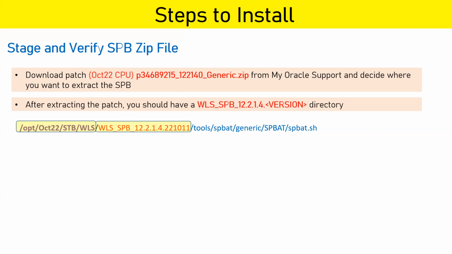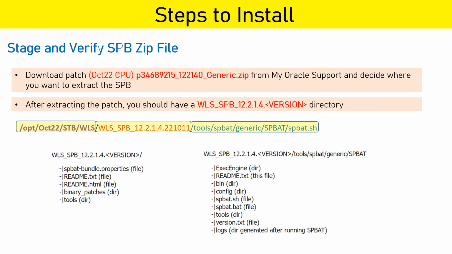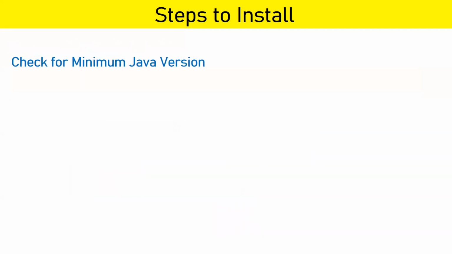And inside that, you will have a lot of different files and folders, but the important file which will be used for applying the patches is spbat.sh, and this will be inside tools/spbat/generic/SPBAT, and then spbat.sh. So this is the location of the file which will be used for installing the patches. Apart from that, there are a lot of different directories and files for this tool, which we can see inside the extracted folder.